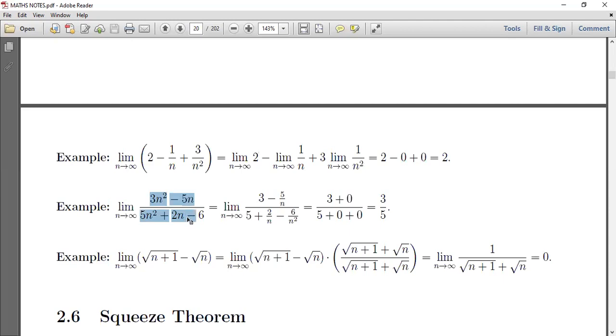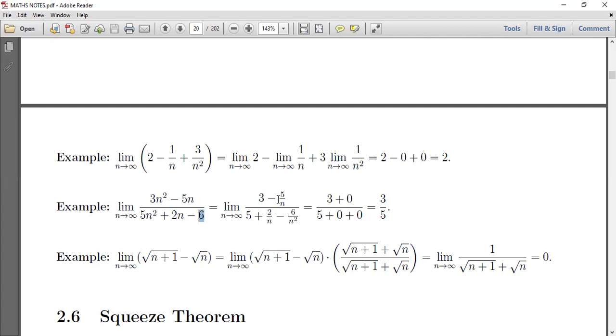Let me show you this trick. When you're finding the limit of a quotient of some functions, you divide each term by the highest power of n in that formula. In this case, the highest power of n is n squared. So we divide each of these by n squared. If I divide this one by n squared, I get 3. Divide this one by n squared, I get 5 over n. Divide this one, I get 5. Divide this one, I get 2 over n. Divide this one, I get 6 over n squared.